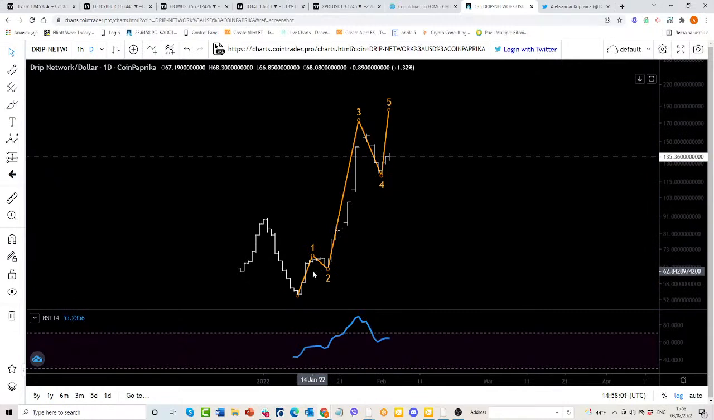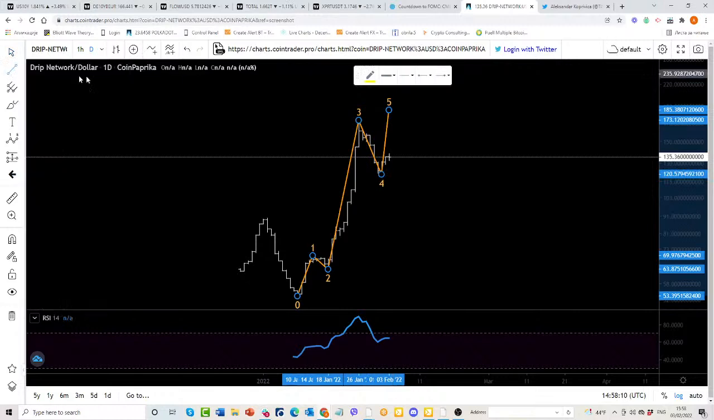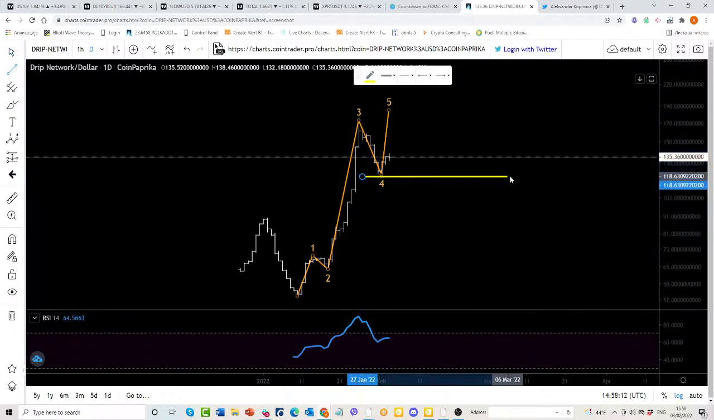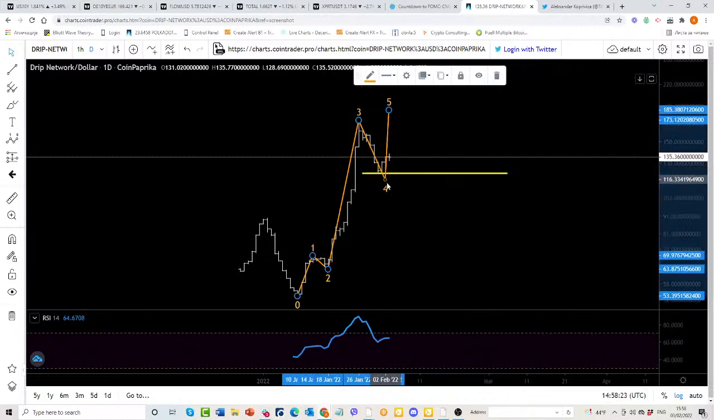For now, I think it is fair to look at this as a potential fourth wave consolidation, maybe a triangle, but I would like these lows to stay intact here around 120. I would not like to see a penetration on the downside. If that happens, this wave 4 can be deeper, but I will be very careful if this turns out to be something which will bring this price down to its beginning level.